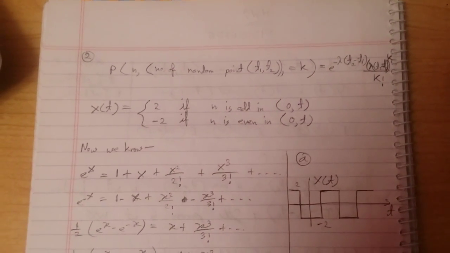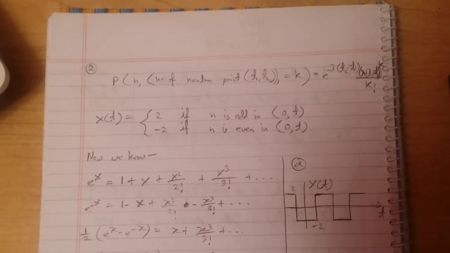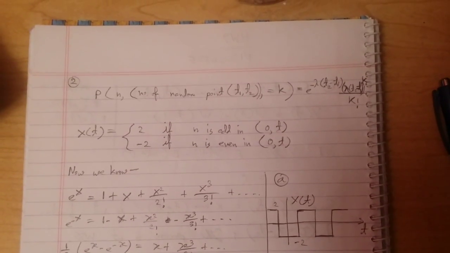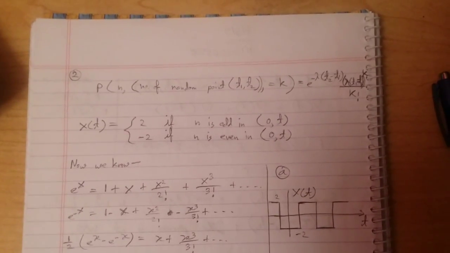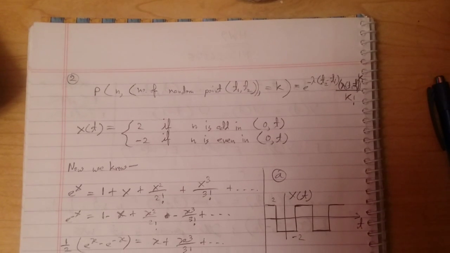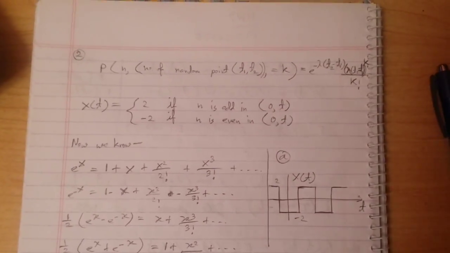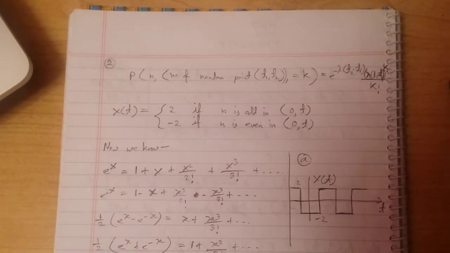For the next math, we have a Poisson process N with parameter lambda, and if the time duration is t1 comma t2, then the probability of the arrival equal to k is e to the power minus lambda times the time difference t2 minus t1, and lambda times t2 minus t1 to the power k divided by k factorial. And the next process is defined as x of t equal to 2 and x of t equal to minus 2 for the arrival to be odd and even respectively in the duration 0 to t.